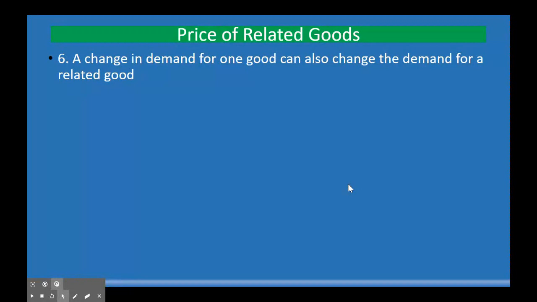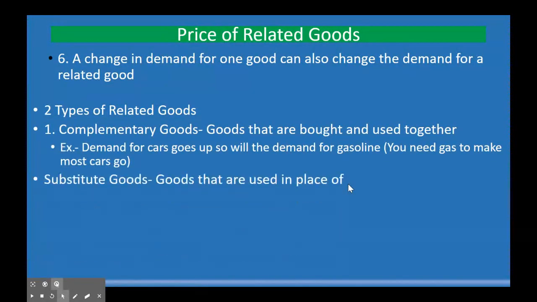A change in demand for one good can also cause a change in demand for a related good. Two types of related goods are complementary goods and substitute goods. Complementary goods are goods that sort of go together. So if the demand for cereal were to go up, then that would mean the demand for milk would go up as well. These are goods that are bought and used together. An example that I've listed on here: the demand for cars goes up, so will the demand for gasoline. So you need gas to make cars go, naturally.